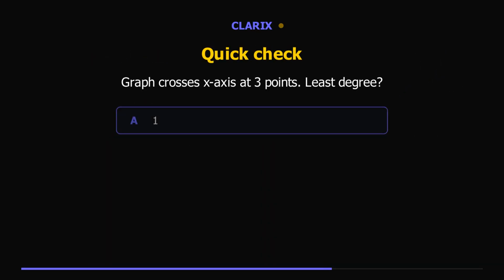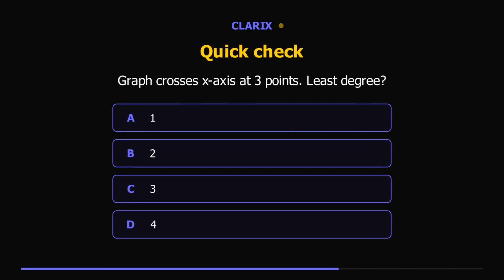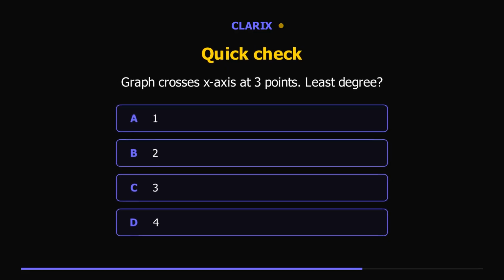Quick check. Read it off the graph. A polynomial's graph crosses the x-axis at exactly 3 points. What's the least degree it could have? A, 1, B, 2, C, 3, or D, 4? Think about the rule we just learned. You have 10 seconds to solve this. Pause if you need more time.